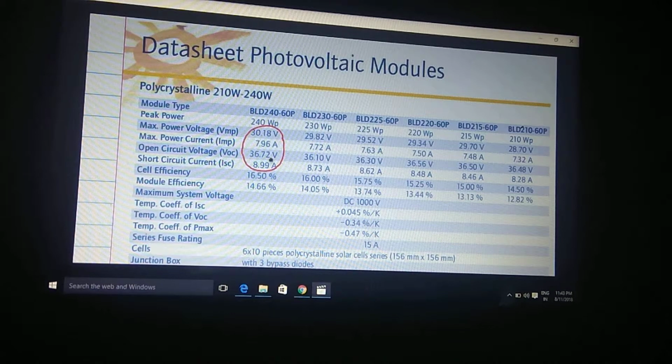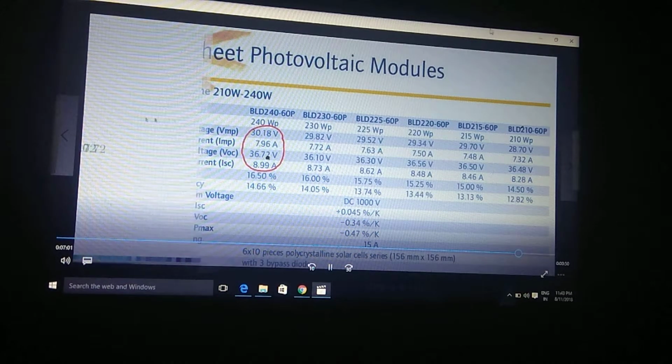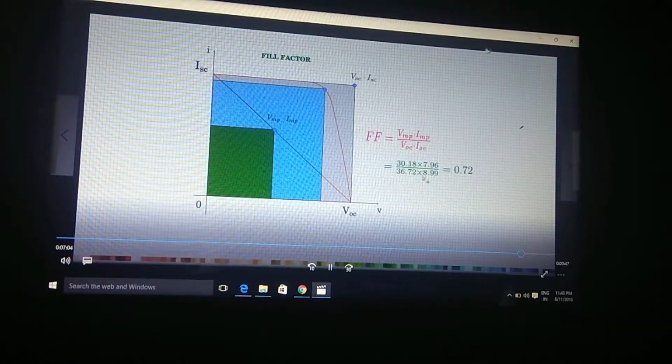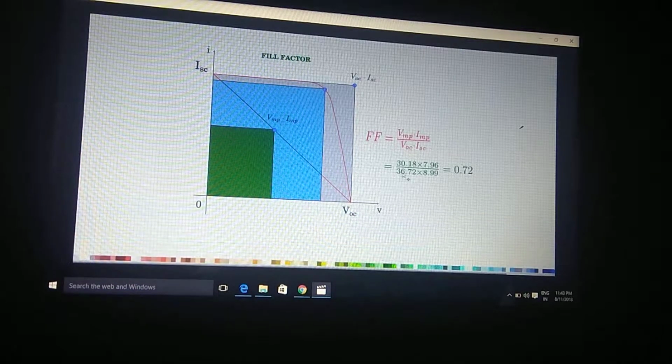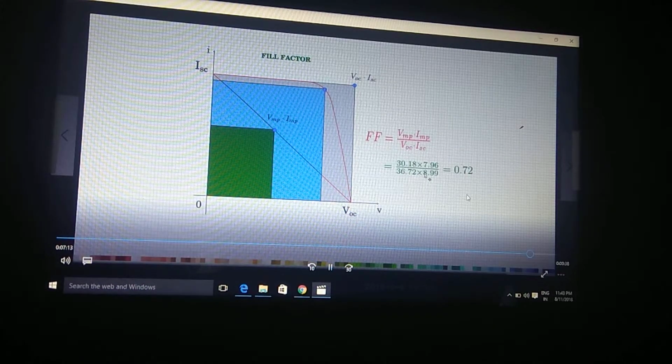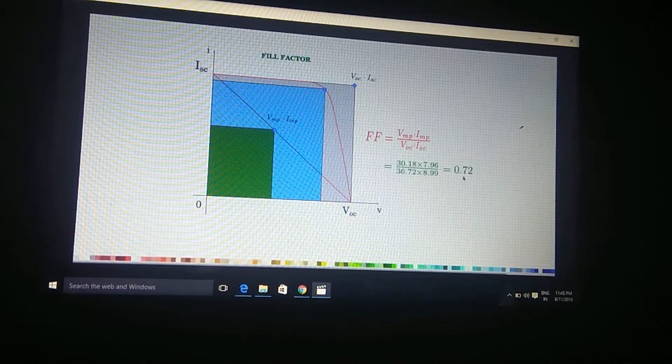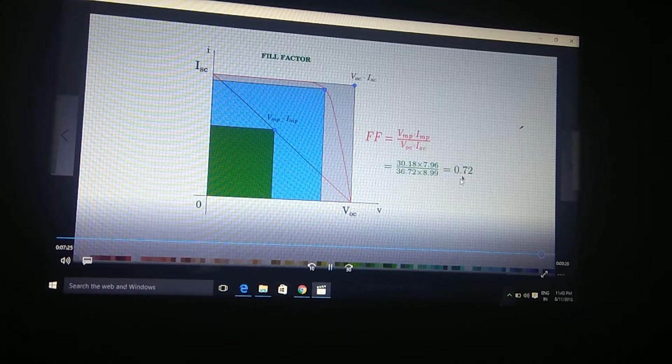So plugging these values into our equation for the fill factor, we get the fill factor value computed from the datasheet values: 30.18 VMP into 7.96 IMP, divided by 36.72 VOC into 8.99 ISC. Now this will give you a value of 0.72. So this is a ratio. Now 0.72 is a reasonable panel available in the market.